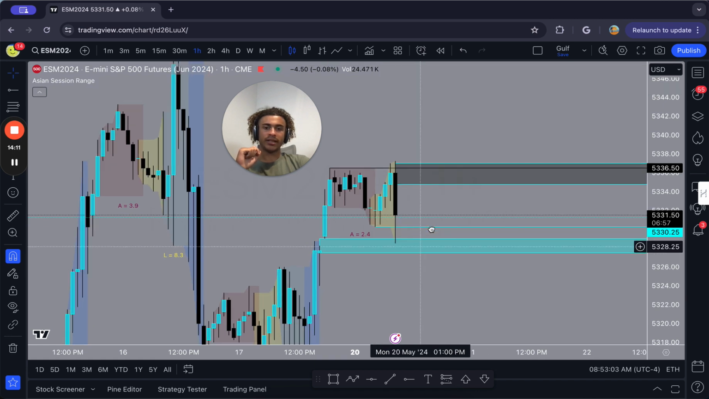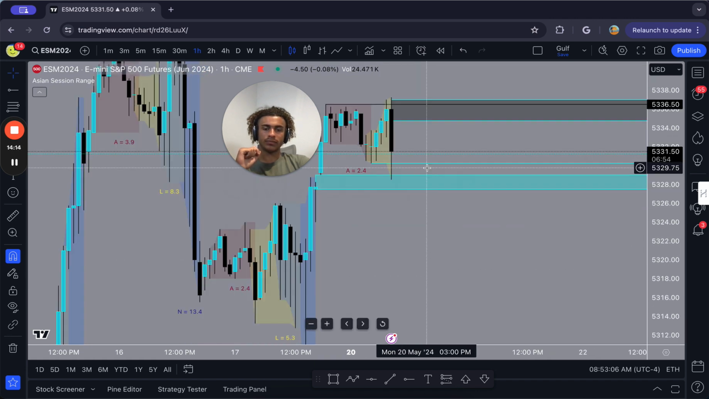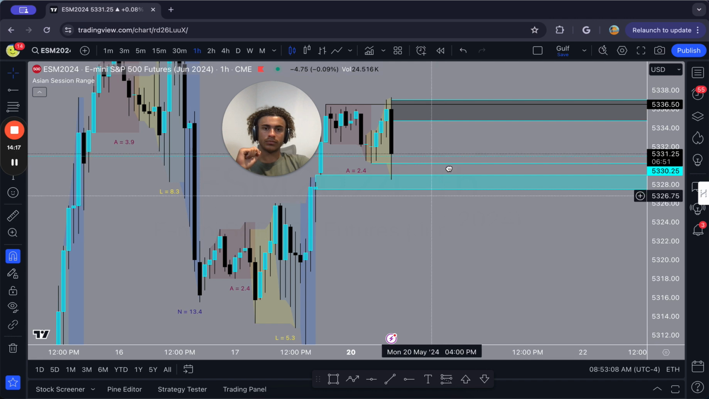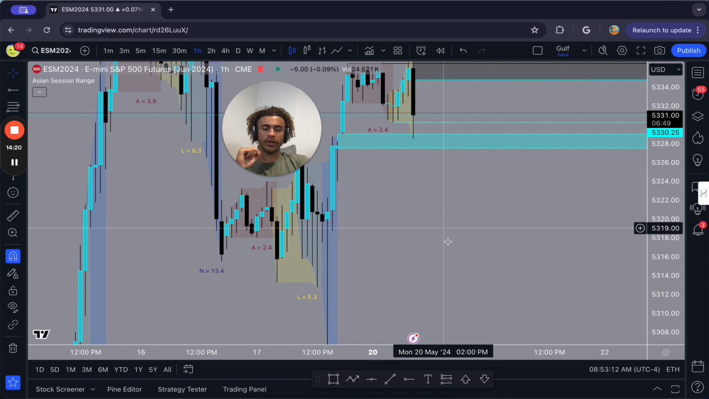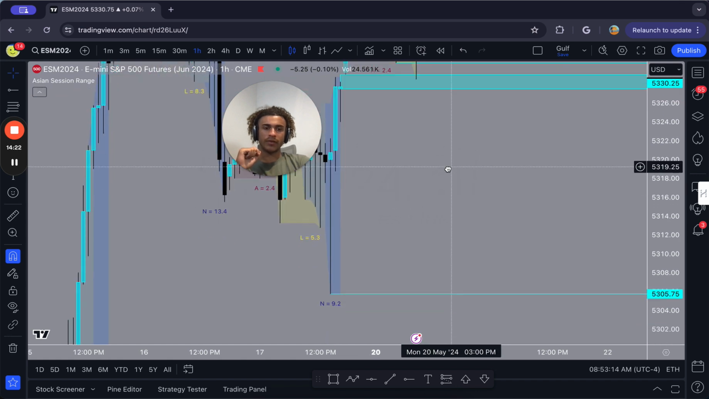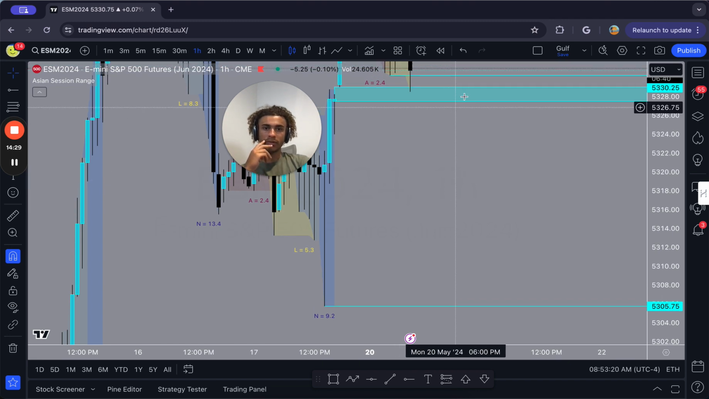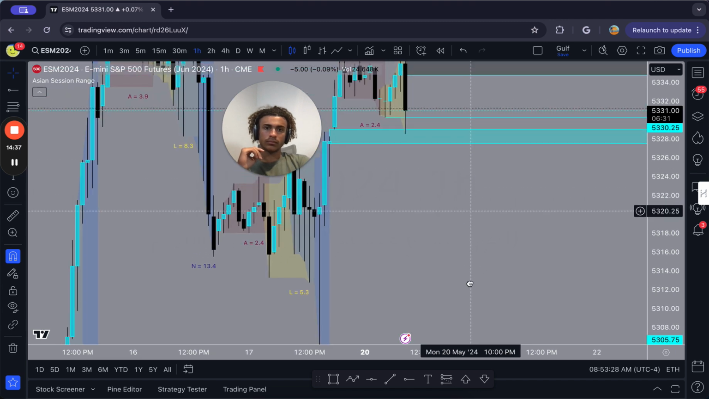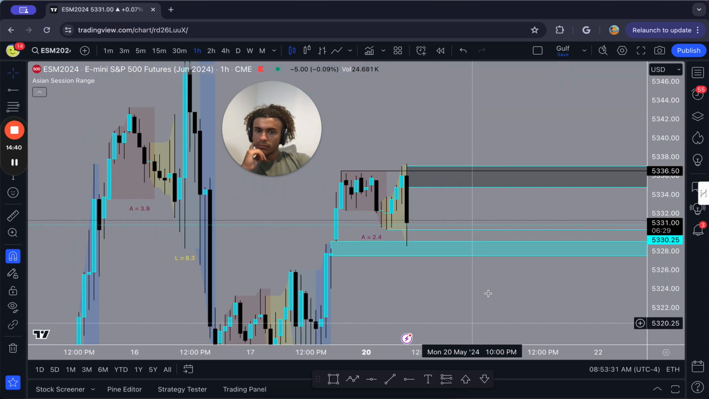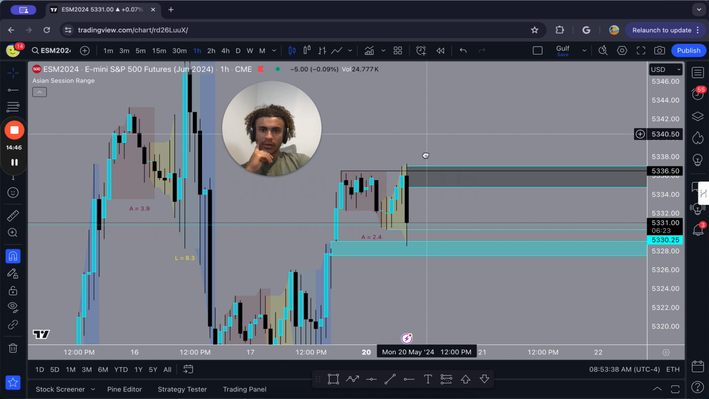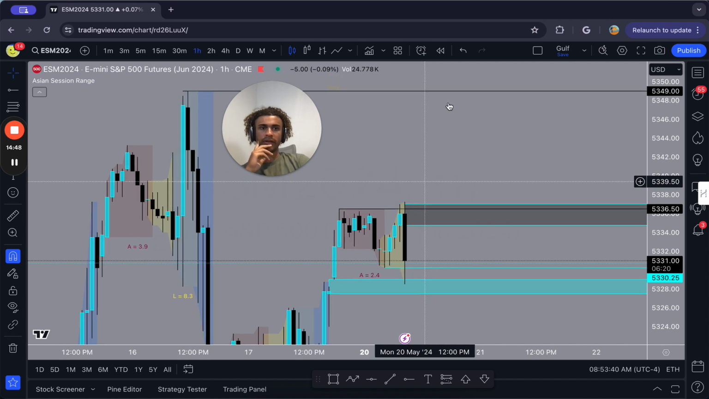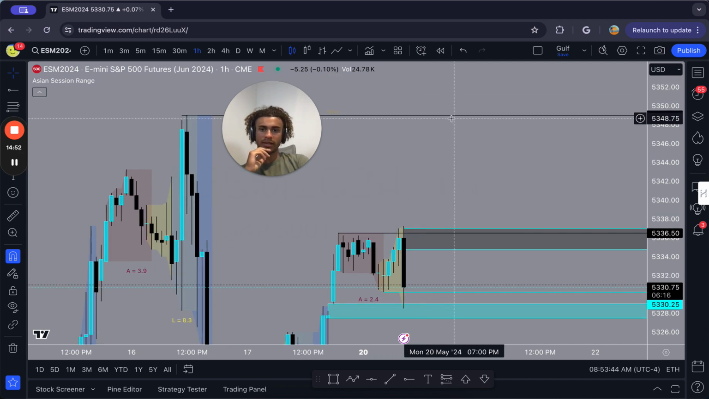If price closes below this opening gap right here that we just talked about, I would like to see it come down and target one of these lows. Very, very long candlestick. I'm still scrolling down. 5305. So I'd like to see price target 5305 if we close below this 5329 level right here. So above here, I would also be looking to take longs targeting around this area. So that's my game plan for today.